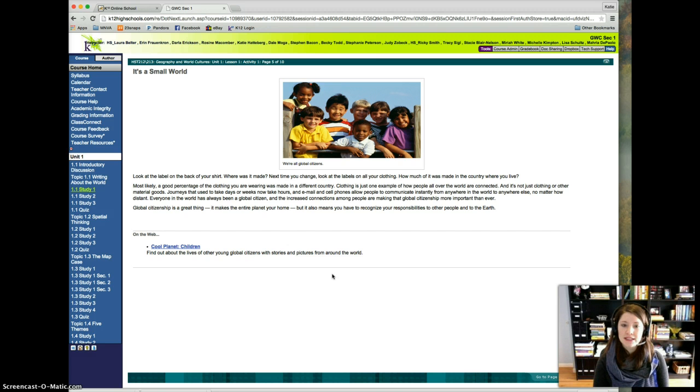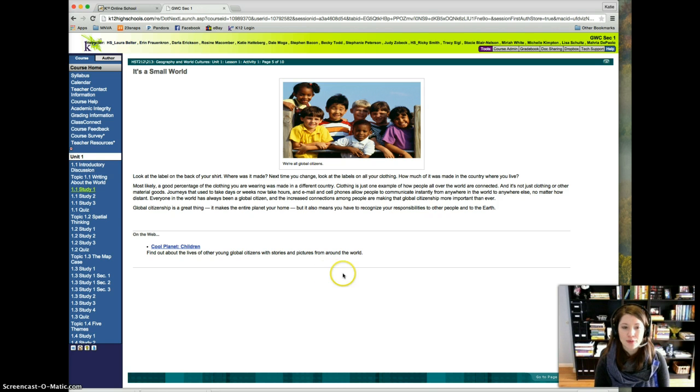Clothing is just one example of how people all over the world are connected. And it's not just clothing or other material goods. Journeys that used to take days or weeks now take hours, and email and cell phones allow people to communicate instantly from anywhere in the world to anywhere else, no matter how distant. Everyone in the world has been a global citizen, and the increased connections among people are making that global citizenship more important than ever. Global citizenship is a great thing.